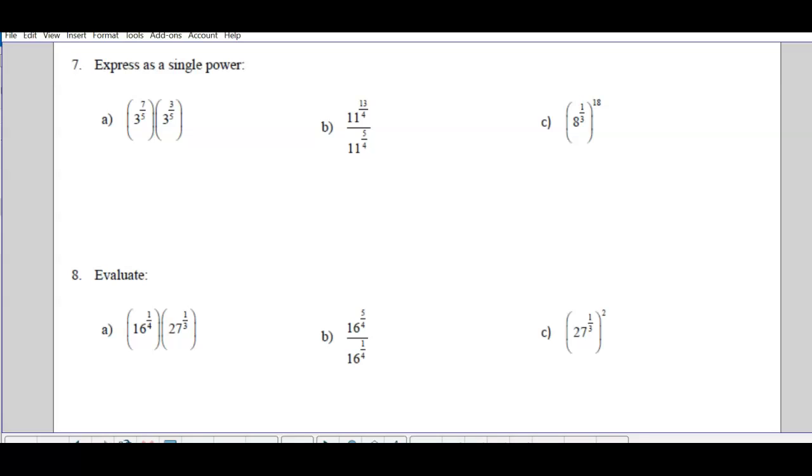Okay, expressed as a single power, so again, use your laws. Check, they're the same base, so your base is 3, and then you're going to add 7/5 plus 3/5. Well, when you're adding fractions, you need the denominator the same, which it is, it's 5. 7 plus 3 is 10. Well, 10 over 5 is 2, so this is really 3 squared. Okay, it doesn't say to evaluate, but you can obviously equal to 9.